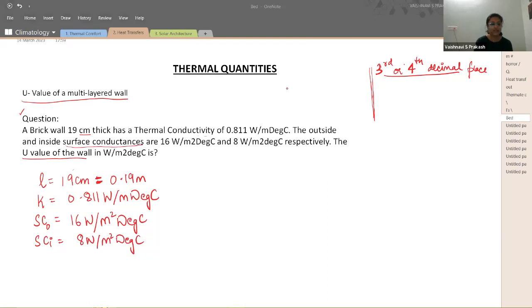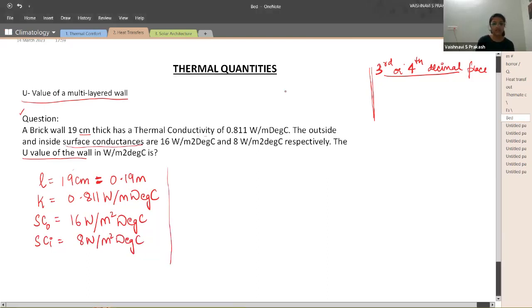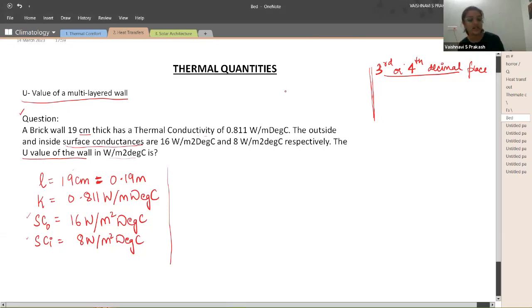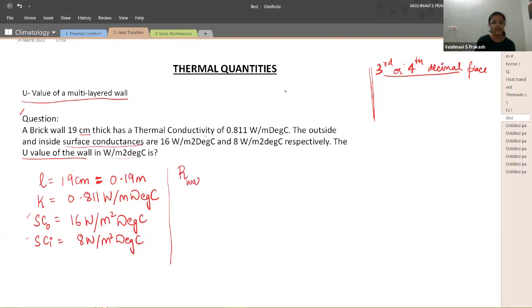Okay, let's see. Right. So what's the next step? We have all of the information. We need to find out the U value. Luckily for us, it's just one layer of brick wall. There's no extra plastering and all, but we do have surface conductances inside and outside. So the first thing we need to do is find the R value of the entire component.